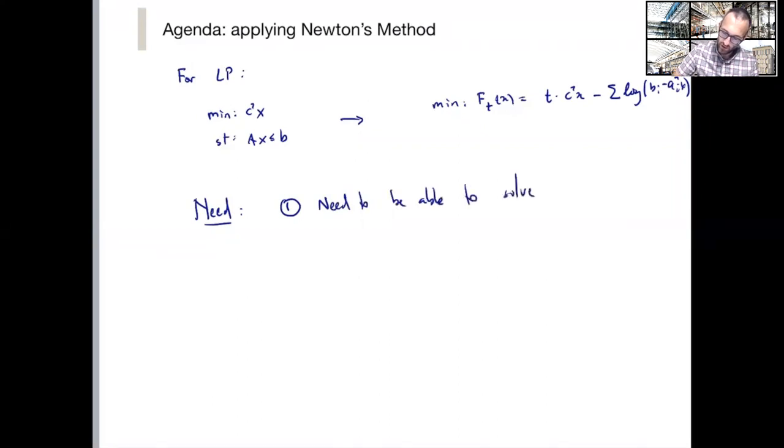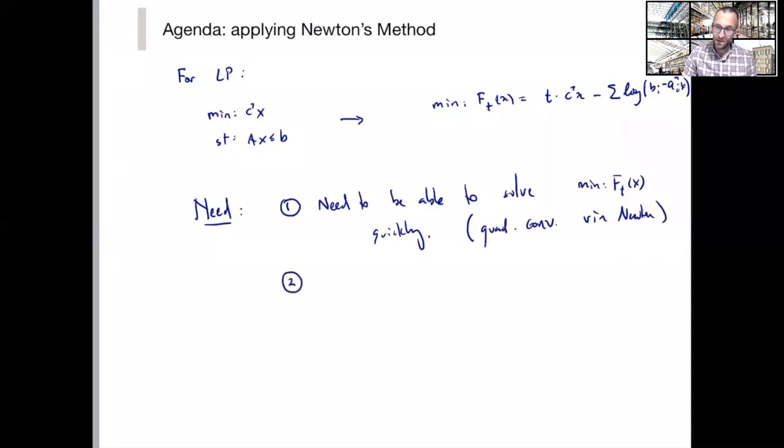be able to solve min f_t of x quickly at each iteration. And when I say quickly, of course, I have something very specific in mind. I want to do this with quadratic convergence via Newton's method. Secondly, I need to know that I can increase t quickly. Ideally, t plus would be some multiple of t.